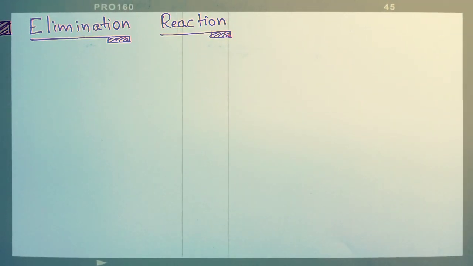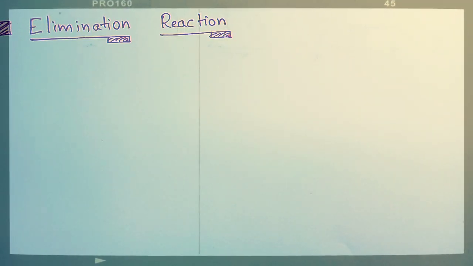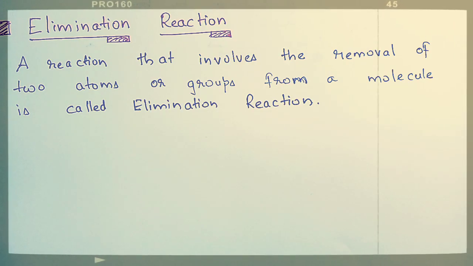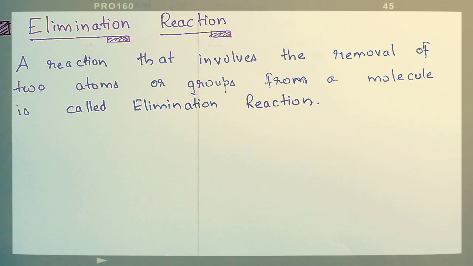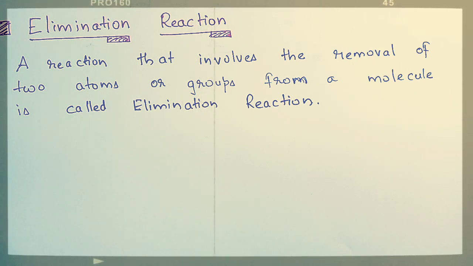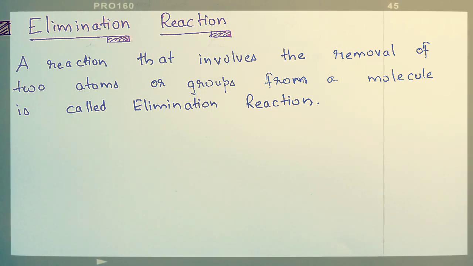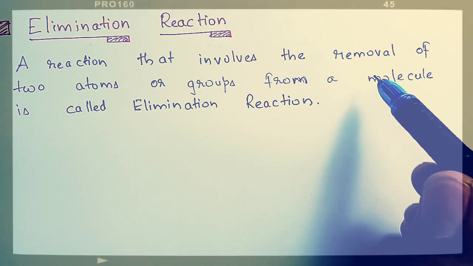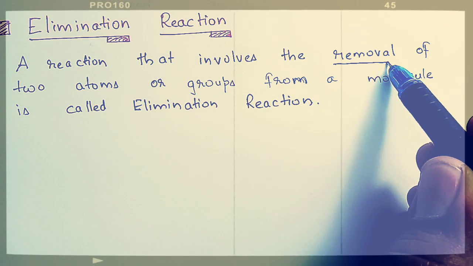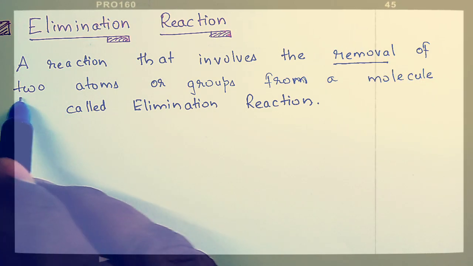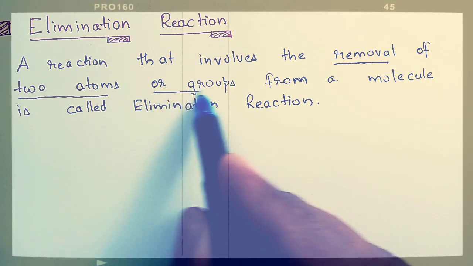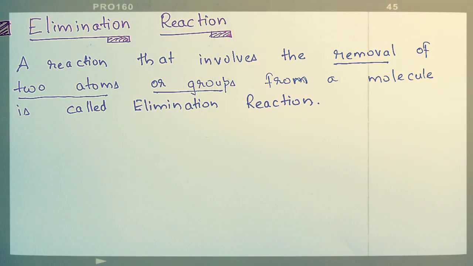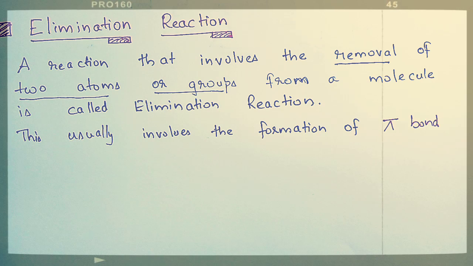E1 mechanism. Elimination reactions. Definition: a reaction that involves the removal of two atoms or groups from a molecule is called an elimination reaction. Here in this definition, removal of two atoms or groups is taking place. This reaction is called elimination reaction.